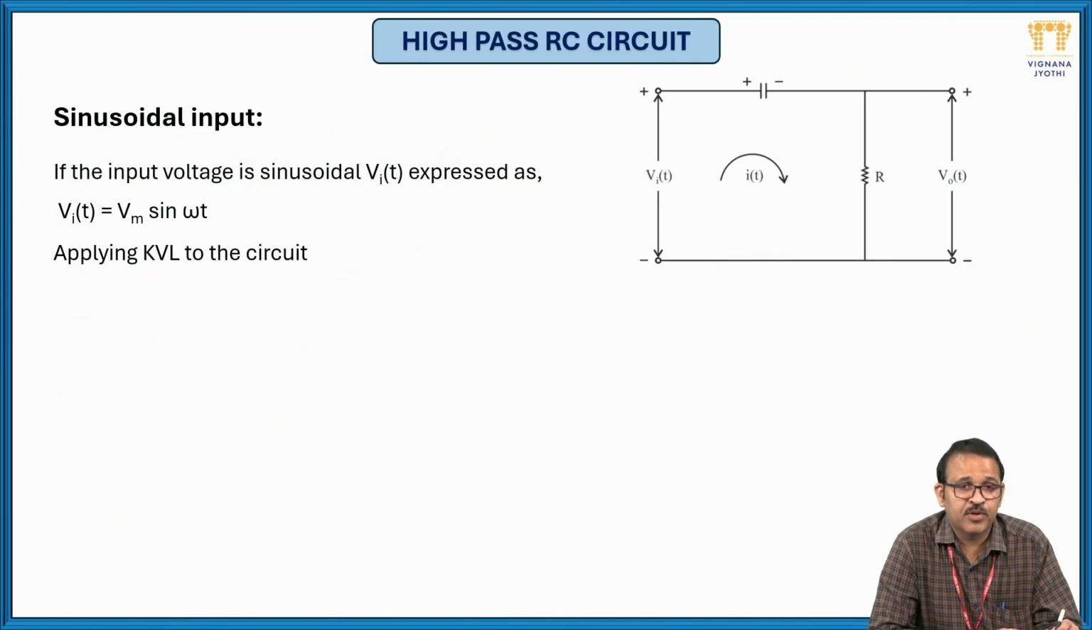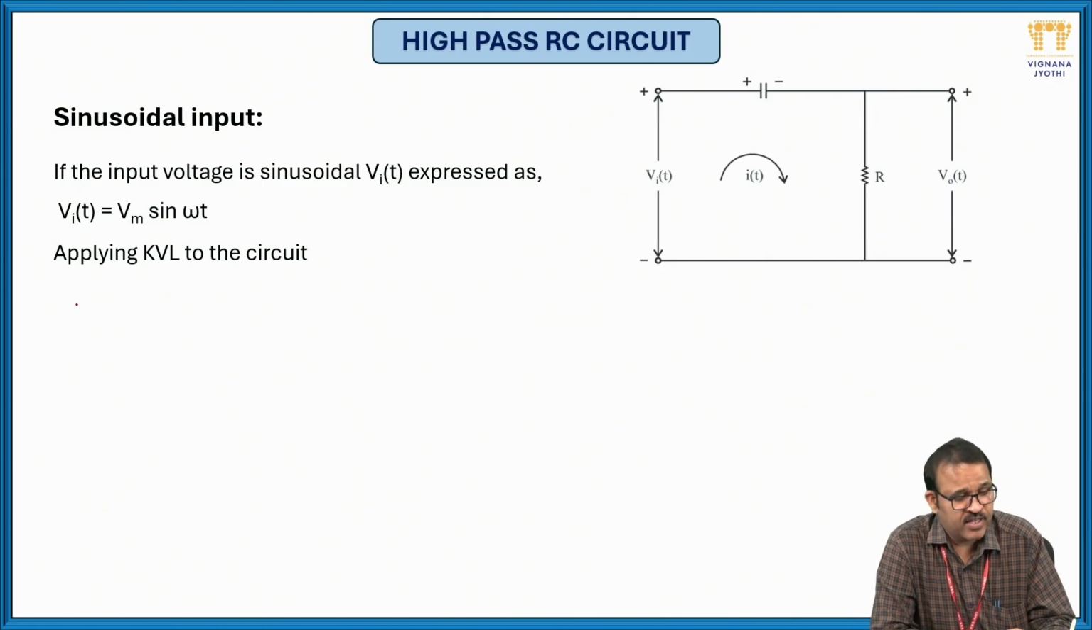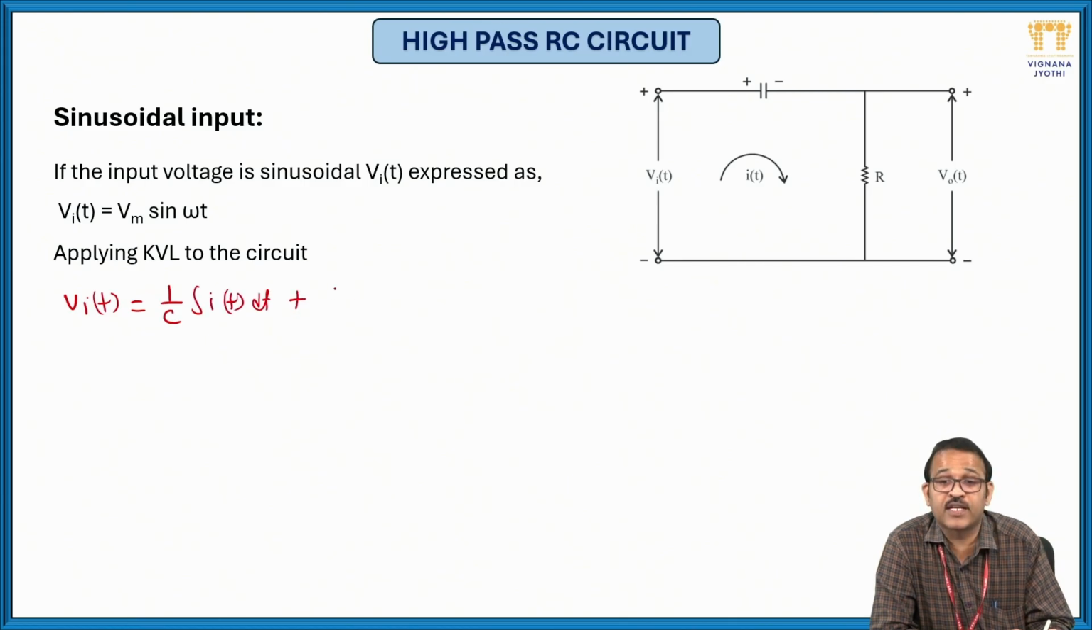Now the sinusoidal input response of the high pass circuit. If the input voltage is sinusoidal, Vi(t) = Vm sin(omega t), applying KVL to the circuit, the input voltage Vi(t) is equal to the voltage across the capacitor plus the voltage across the resistor. The voltage across the capacitor is 1 by C integral of i(t) dt, plus the voltage across the resistor is R into i(t). This is equation number 1.